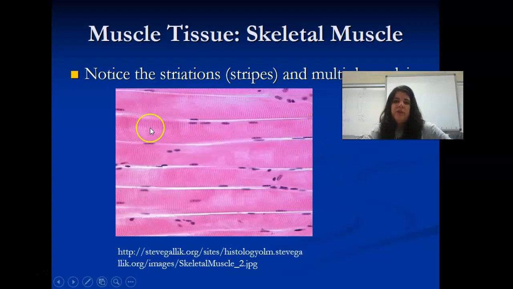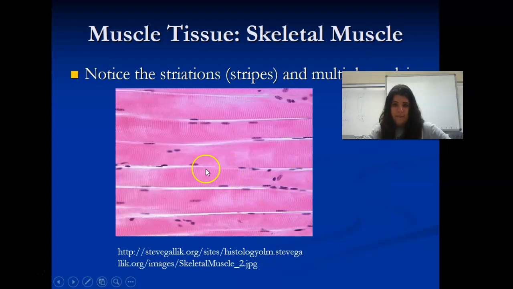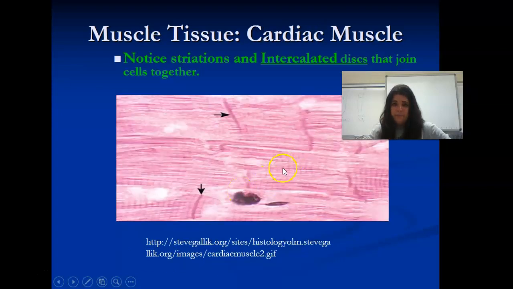All muscle tissue cells are going to be really long. So these are all muscle cells. Moving on to cardiac muscle. Cardiac muscle is also striated, so you can see the stripes here too, the pinstripes. It looks a little different than the stripes in the skeletal muscle, but you can see that it has those striations.